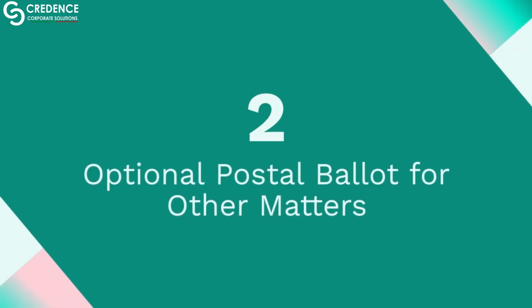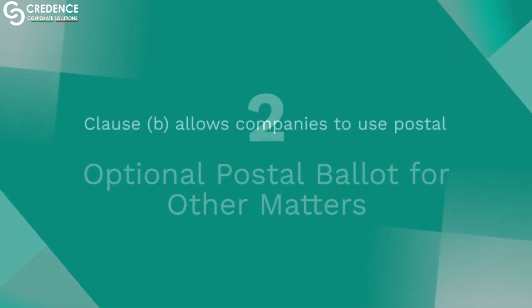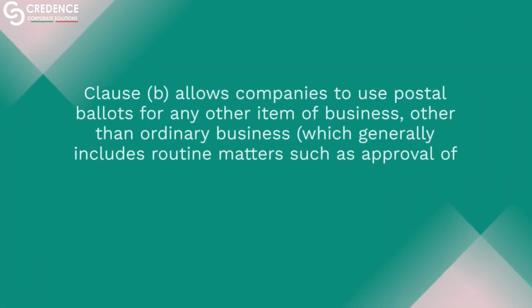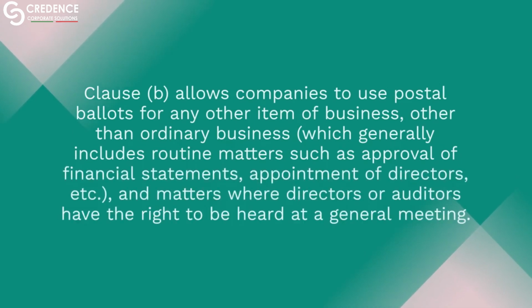2. Optional postal ballot for other matters. Clause B allows companies to use postal ballots for any other item of business, other than ordinary business, which generally includes routine matters such as approval of financial statements, appointment of directors, etc., and matters where directors or auditors have the right to be heard at a general meeting.